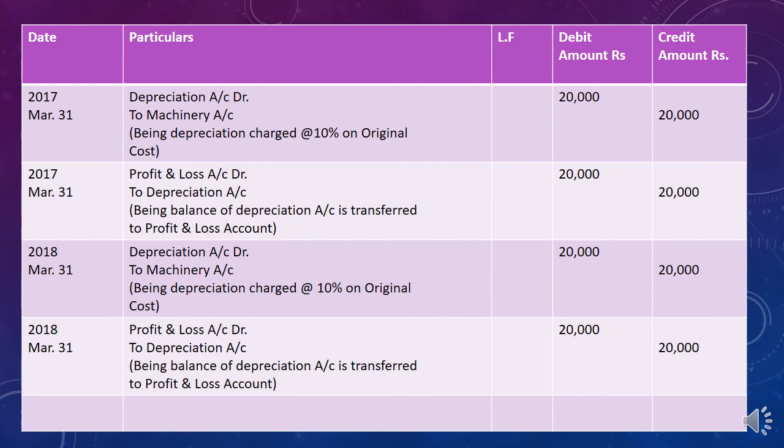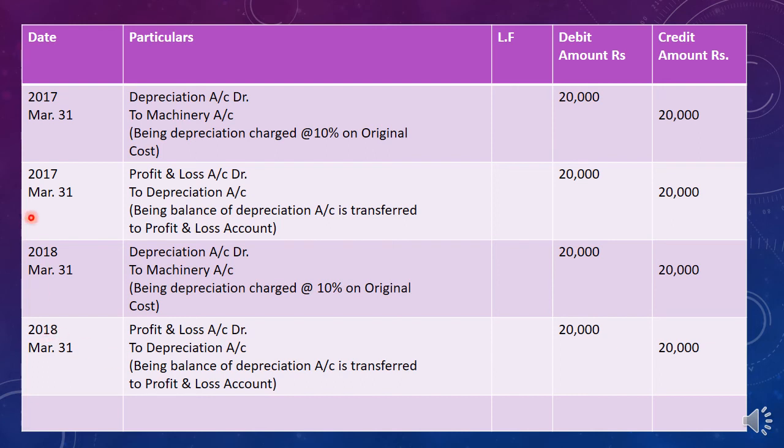Next year, again, the next financial year will start from 1st April 2016 to 31st March 2017. So students, just remember that in this problem only the purchase of the machinery, only one transaction, is given, so no other transaction is happening in any year. So every year we have to show only the entry for charging the depreciation and transferring it to P&L account.